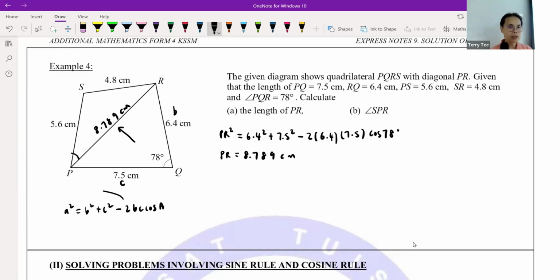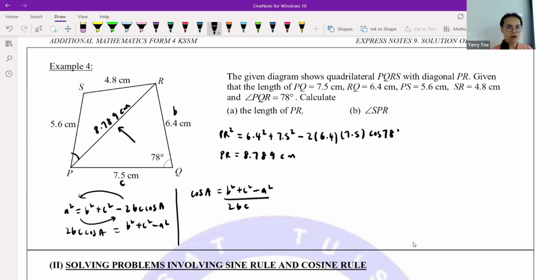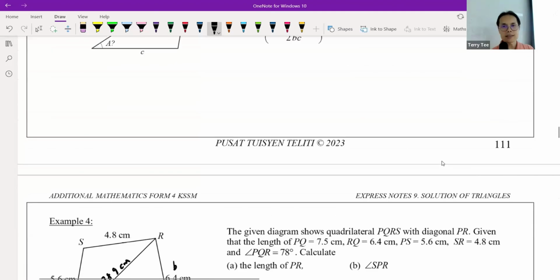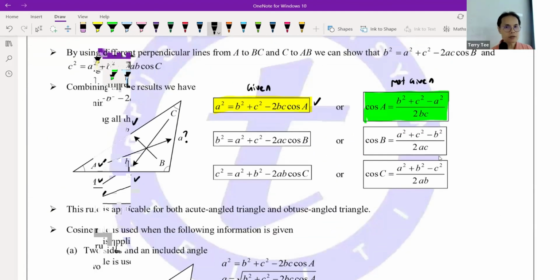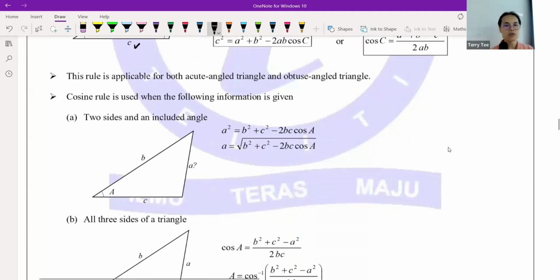So for me, I will bring this over to the right, bring this over to the left. I'll write 2BC cos A equals B square plus C square minus A square here. And when you divide by 2BC, you will be able to get this formula. So for me, derive the formula first before you substitute. Because like I say, this formula is given. This one is given. This is not. But it's very easy. Just take this formula, rearrange it, make cos A the subject. Then only you sub inside.